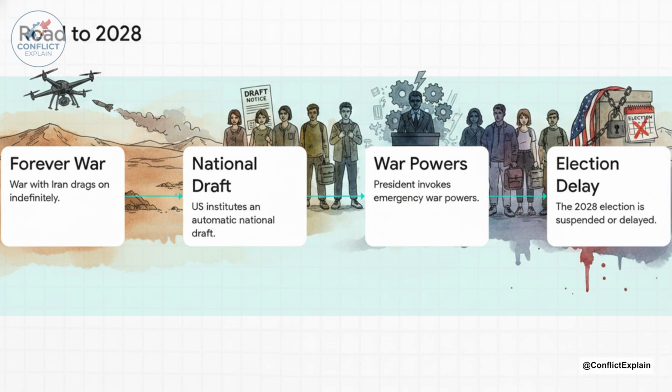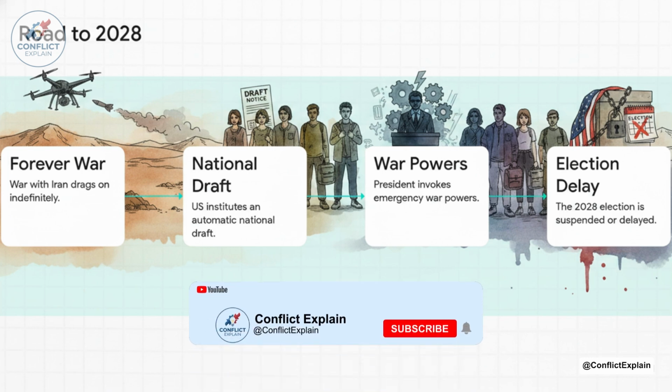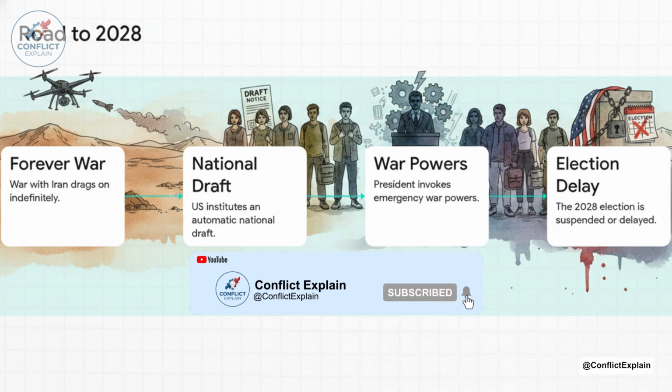The source predicts a chilling chronological chain of events. It starts with the current conflict with Iran, dragging out into a grueling, forever war of attrition. To mathematically sustain this multi-front global strategy and maintain the American empire's footing, Step 2 is the U.S. instituting an automatic national draft. Step 3, the sheer scale of global conflict leads the sitting president to invoke emergency war powers, asserting that the nation's survival is literally at stake. And finally, Step 4, under the pretext of this existential national emergency, the 2028 election is legally suspended or severely delayed, basically altering the entire fabric of American democracy to keep the king secure during wartime.